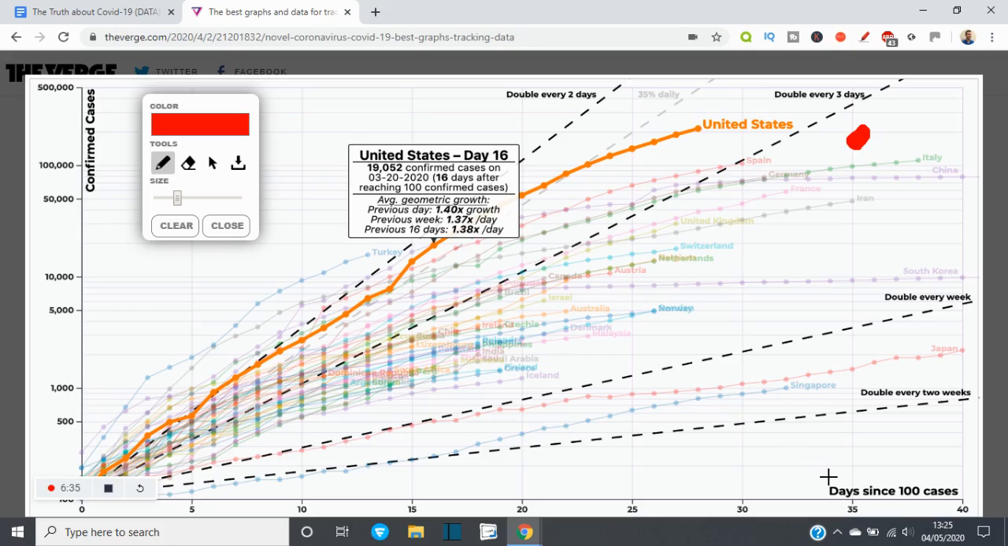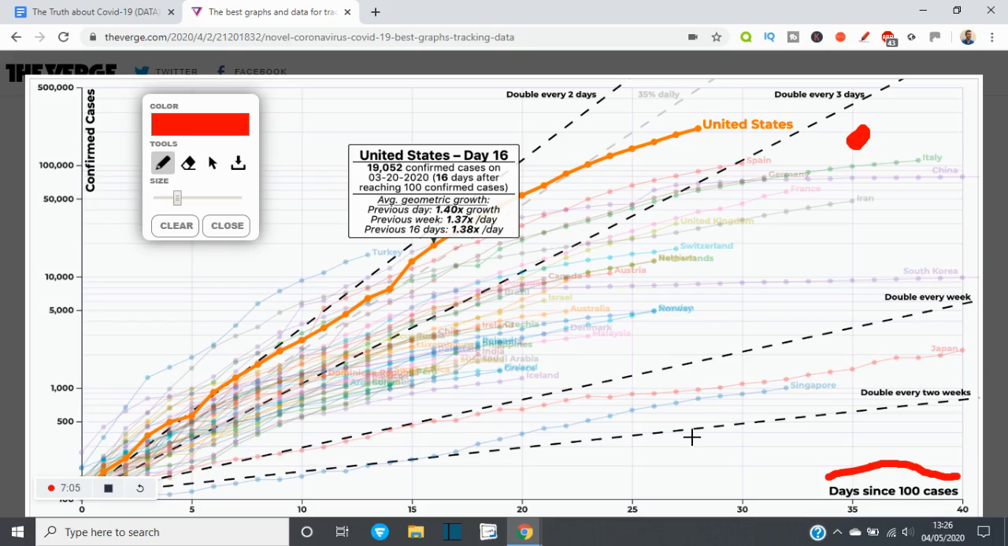Also, another thing we don't know is how many days it took to get to 100 cases. Perhaps one of these countries got to 100 cases very slowly, and then they have accelerated after getting to 100 cases. Or perhaps a country got to 100 cases extremely quickly, and they've slowed down, which would, I suppose, be a sign of progress. This graph does not tell us about that. So you really need to, as I said earlier, take it with a pinch of salt.